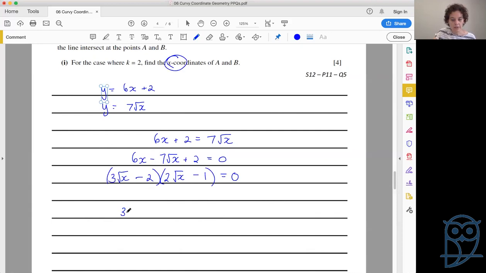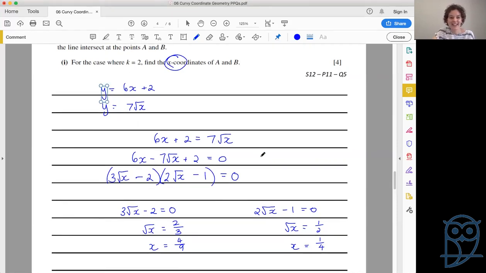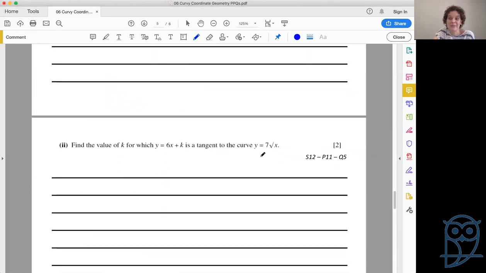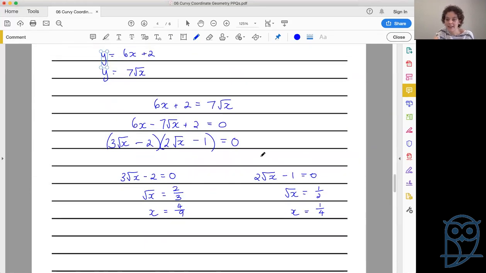So we have 3 root x minus 2 equals 0, or we have 2 root x minus 1 equals 0. So root x equals 2 over 3, x equals 4 over 9, and here we have root x equals a half, x equals a quarter. There's our 2 x coordinates for A and B. Okay, so a little bit more fun with algebra. And let's just keep moving. Everybody happy? Nobody crying? No problems, no typos?